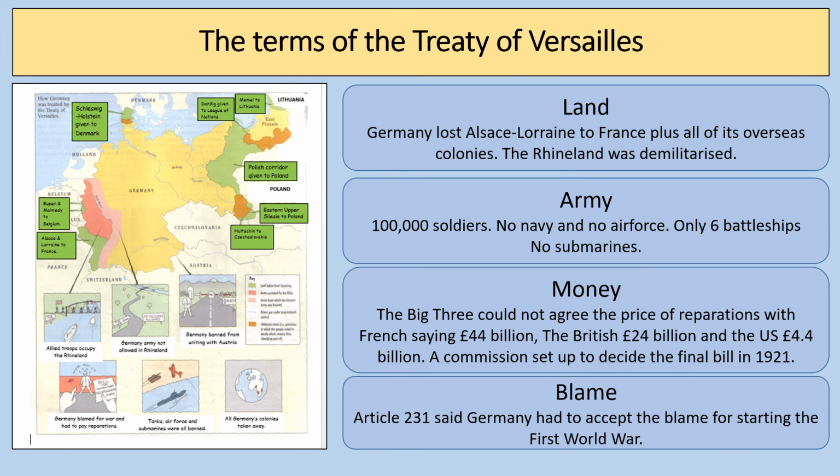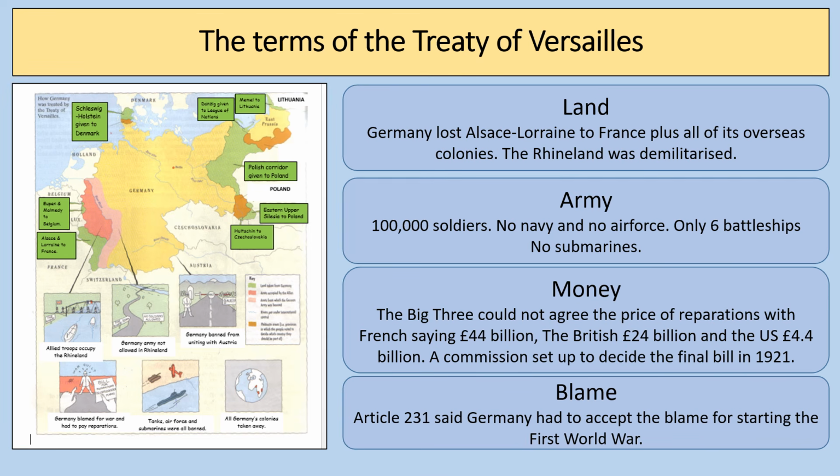So the main terms of the Treaty of Versailles are, and it's important you have some examples of that. In terms of land, they lost lots of land in lots of different places. One of the most famous ones is that they lost Alsace-Lorraine to France. The Rhineland was demilitarized. In terms of army, only 100,000 soldiers, no navy, no air force, only 6 battleships, no submarines.